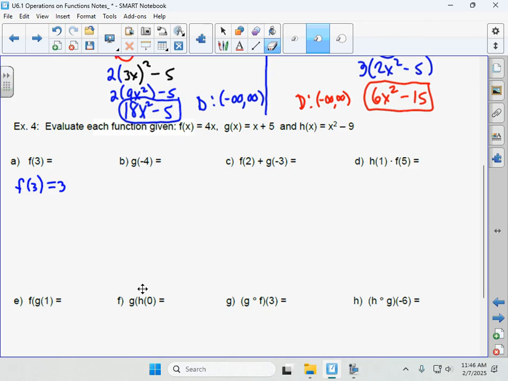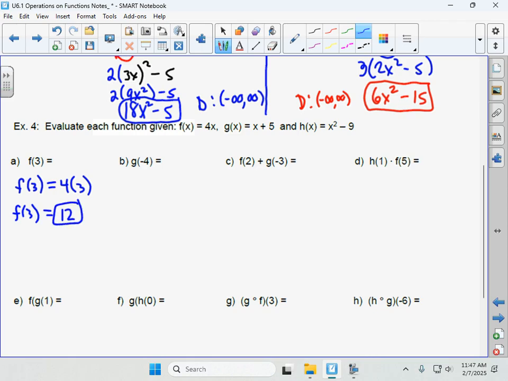So that's going to be 4 times 3, because it says do 4x, 4 times what x is. Right. And so then that means f of 3 is equal to 12. All right, so all this really is just a series of substituting in for x.